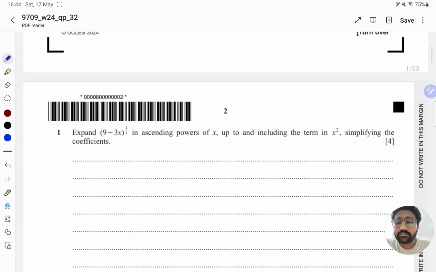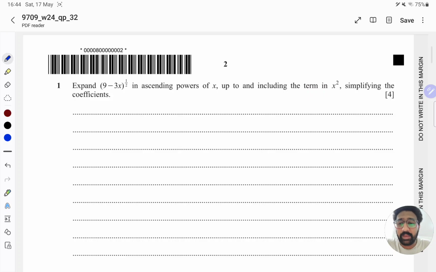Let's start. The first question is to expand in ascending power of x up to and including the term in x square, simplifying the coefficients.